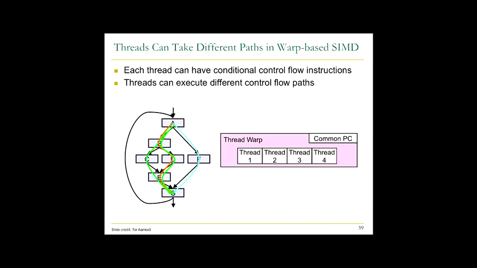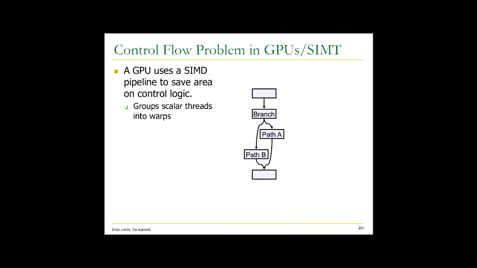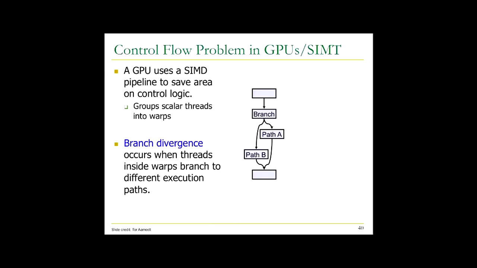It's not a single piece of code where every thread does exactly the same instruction and there's no control flow. You have some irregularity based on the data that you process. You need to take different paths. We'll handle this, but it will come at the cost of some performance. So branch divergence occurs when threads inside warps branch to different execution paths.